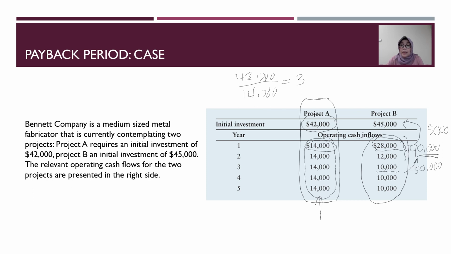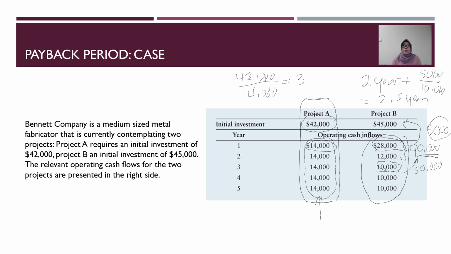Okay, so from here we can have a conclusion that Project B has a payback period of 2 years plus 5,000 divided by 10,000, which is equal to 2.5 years. So Project B has a 2.5 years recovery plan.